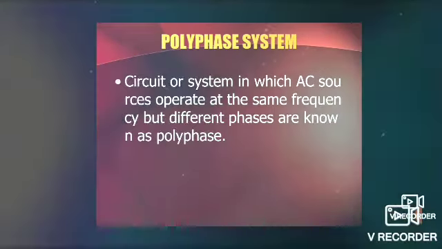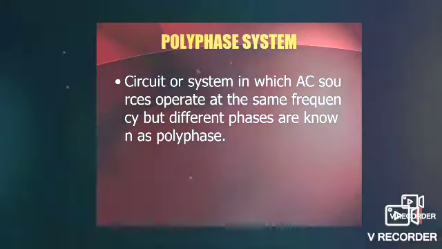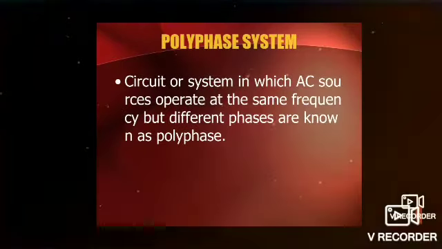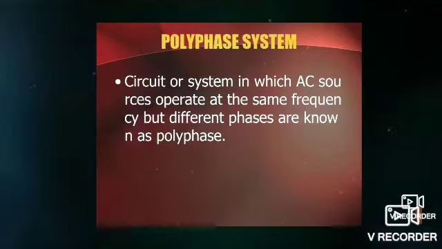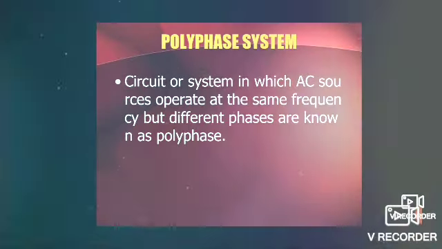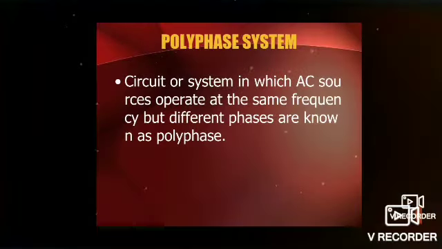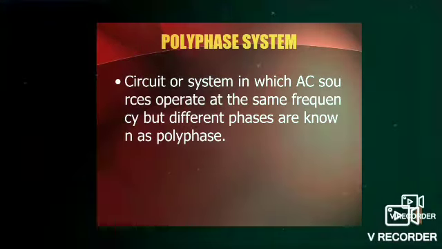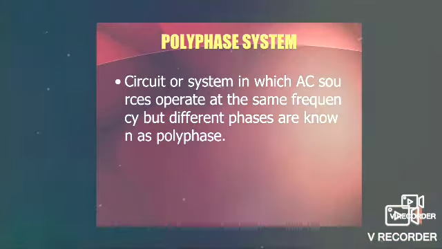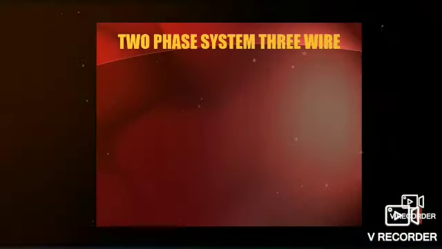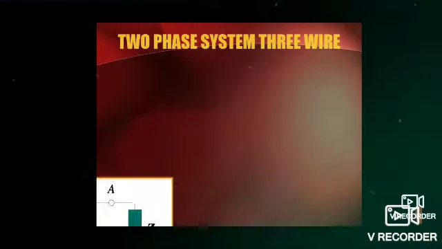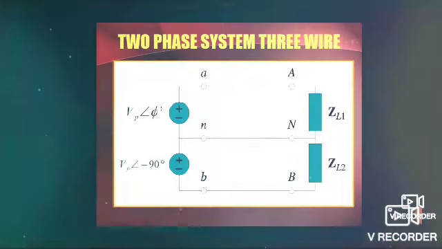Then polyphase system. A circuit or system in which AC sources operate at the same frequency but different phases is known as polyphase. There is a two phase system with three wire. So it is a two phase system.